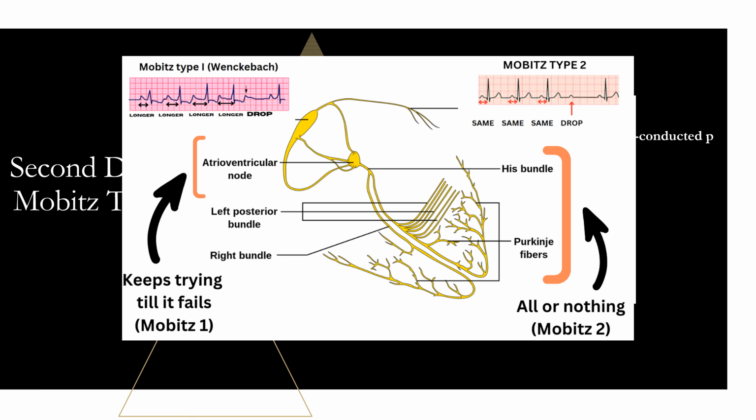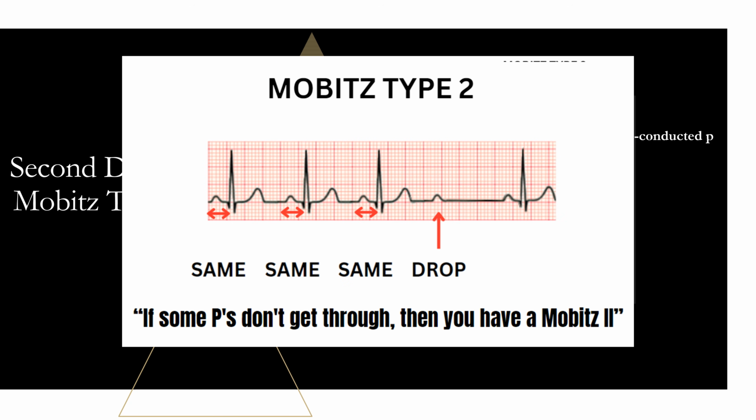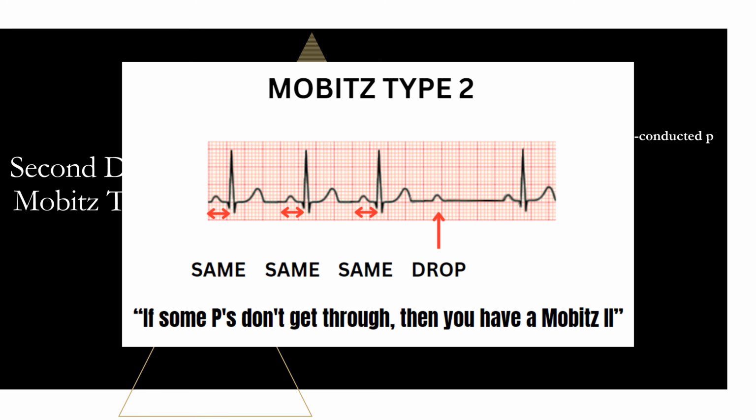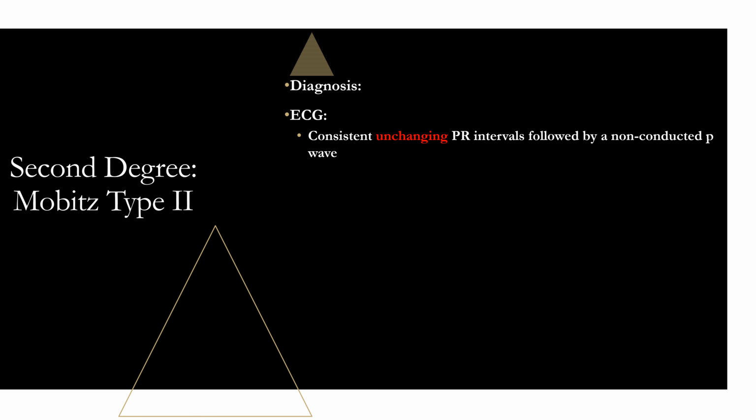So how do you remember the Mobitz 2 ECG finding? What's the rhyme for this one? If some P's don't get through, then you have a Mobitz 2. That's how you remember the ECG findings. Let's talk about treatment next.